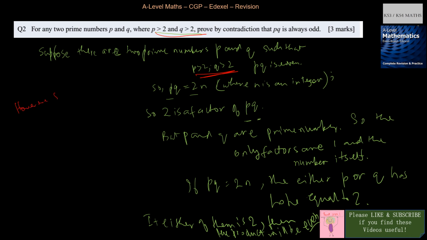However, since p is greater than 2 and q is greater than 2, the product pq is always odd. It cannot be even, because only if either one of them is 2 can it be even, otherwise it will be odd. Okay, so I think that completes the session.